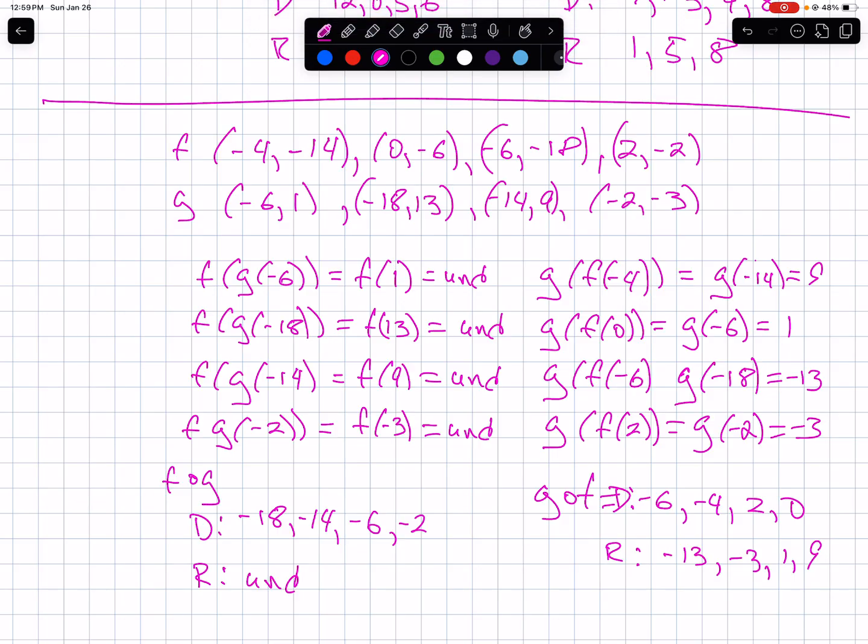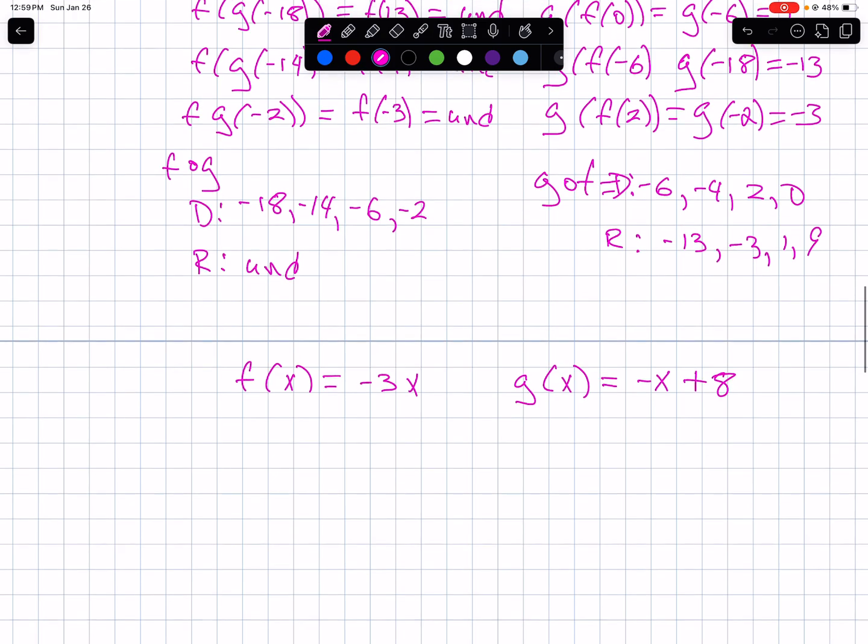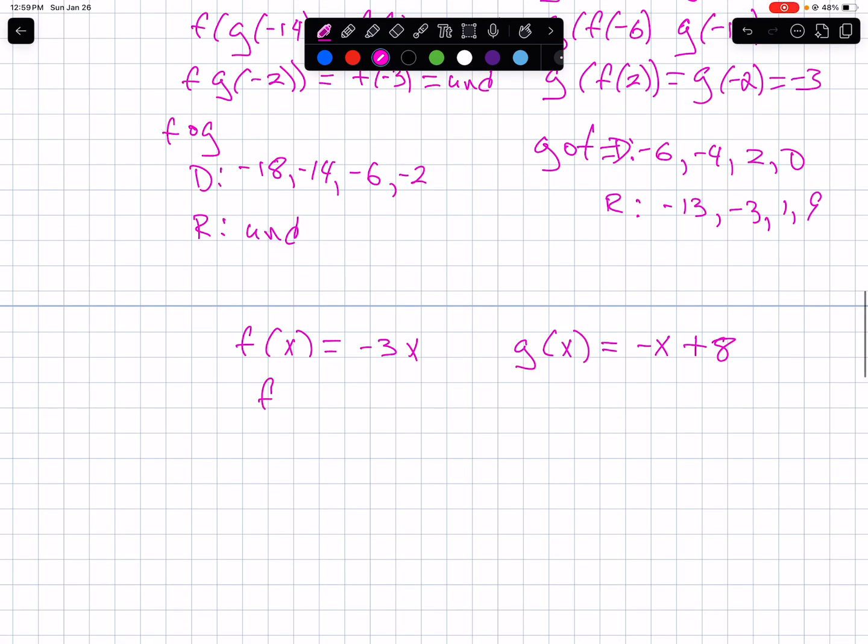Okay, all right, so next one, 14, right? So for 14, f of x is negative 3x. Oh wait, is it another one? Nope, it's a totally different kind. Thank God. These ones are way better. So f of x equals negative x plus 8. F of g and g of f. Negative x plus 8.